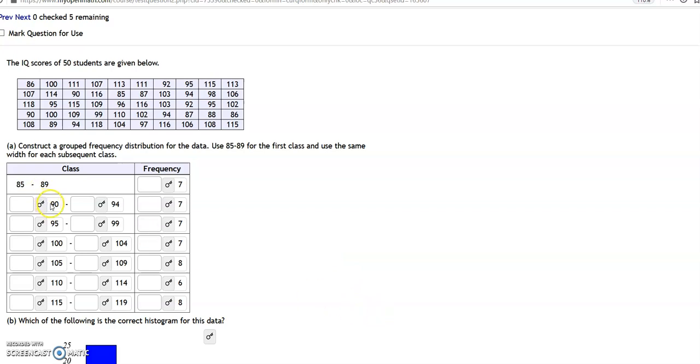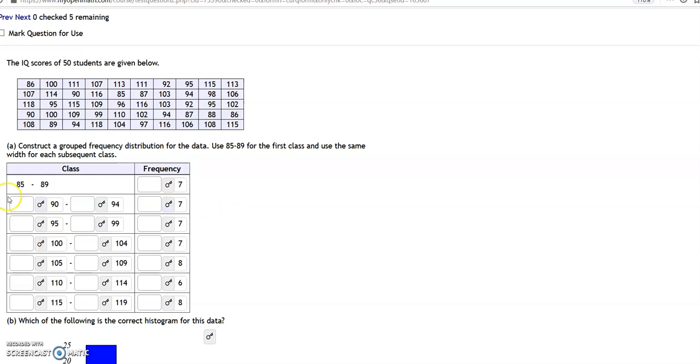That means the next class is 90 to 94. The next class is 95 to 99, and so on. So you'll be able to determine each class from there on out. If you know the class width is 5, you could say, if that ends at 89, you know this starts at 90, and the class width is 5, so that ends at 94. If that ends in 94, you know the next one starts at 95, and if the class width is 5, it ends at 99, and so on. The next one starts at 100.